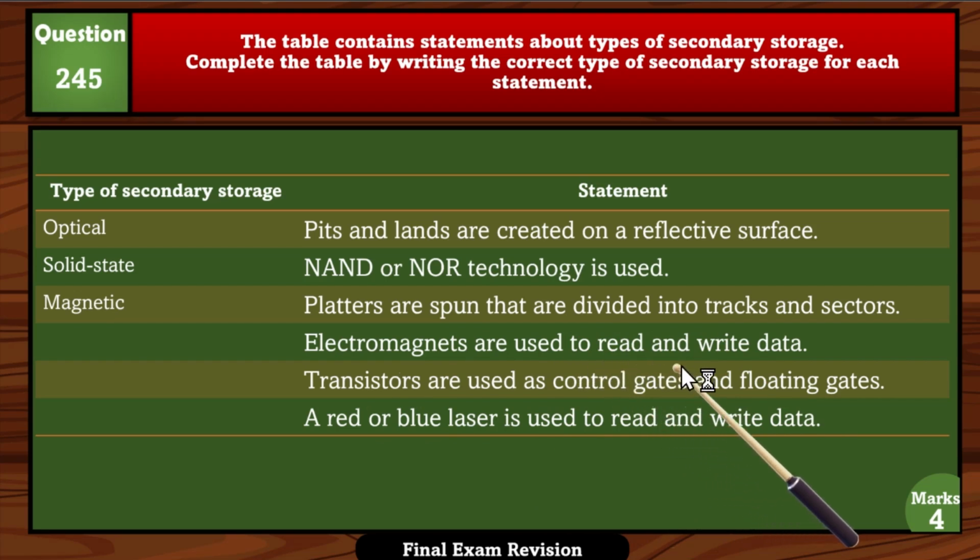Electromagnets are used to read and write the data, so that's also magnetic storage. Transistors are used as control gates and floating gates, so that is solid state or SSD. A red or blue laser is used to read and write the data, so that is optical storage.